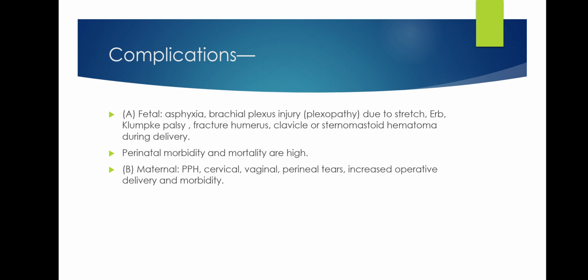So the complications of shoulder dystocia include severe fetal and maternal complications. Fetal complications include birth asphyxia, brachial plexus injury, plexopathy due to the stretch, Erb and Klumpke palsy, fracture of the humerus, clavicle or sternomastoid hematoma during delivery. What you need to know is that perinatal morbidity and mortality are quite high. Then maternal complications include PPH, cervical, vaginal, perineal tears, increased risk of operative delivery and morbidity.